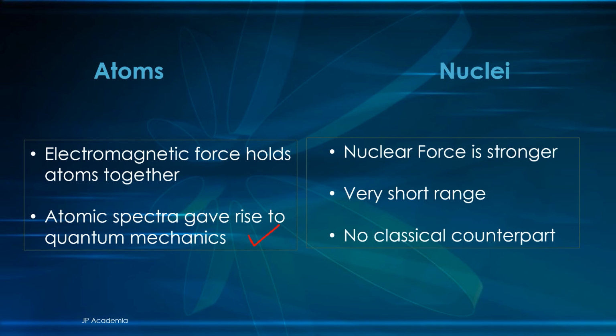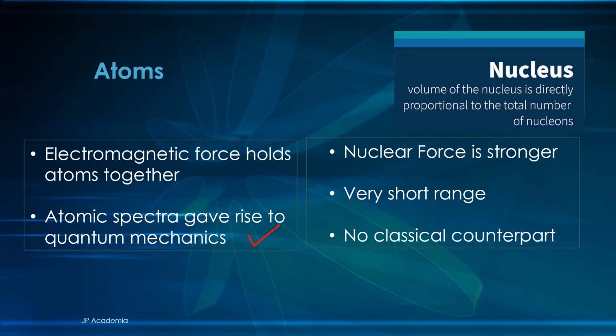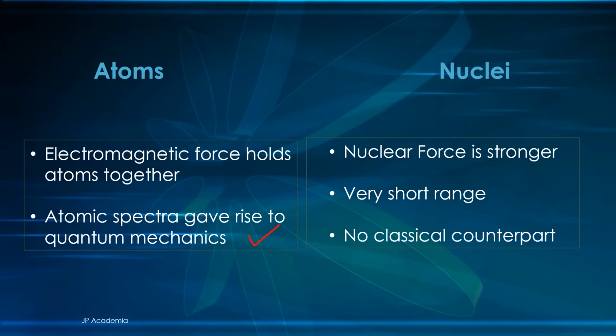On the other hand, for nuclei, the nuclear force is much stronger than the electromagnetic force that holds the atoms. Moreover, your nuclear force is short range only. We cannot describe it classically. Thus, we usually do experiments to analyze its properties or use empirical models.